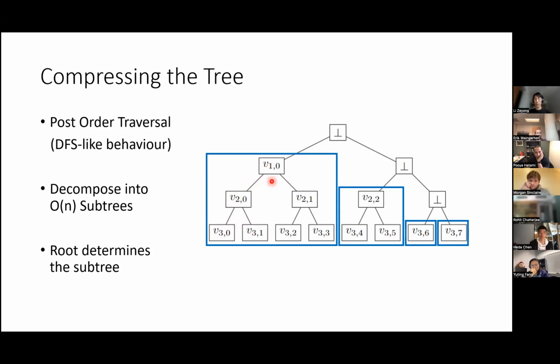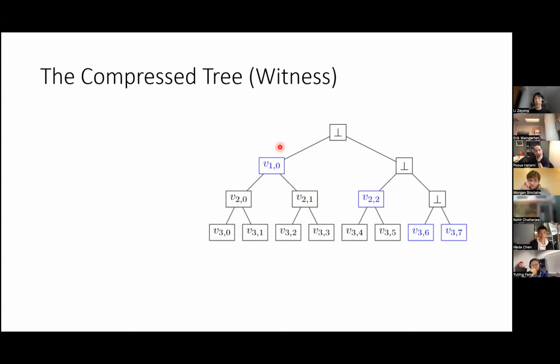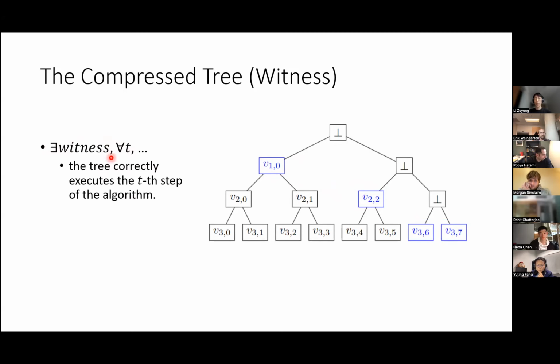So because of this property, we only need to remember the values at the roots. So this is the compressed tree, or the witness that we are caring for. We'll just remember whatever value we have at the roots of these subtrees. And because there are order n subtrees, the total size that we need to remember is polynomial in n. And so now we have this property that there exists some small witness such that for all time steps t, the correct tree would correctly execute the t-th step of the algorithm.